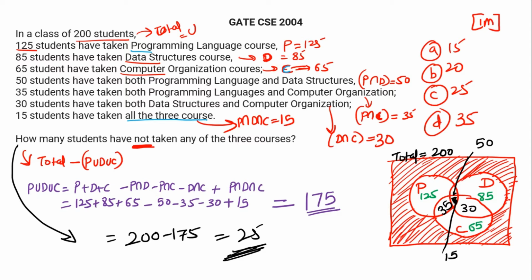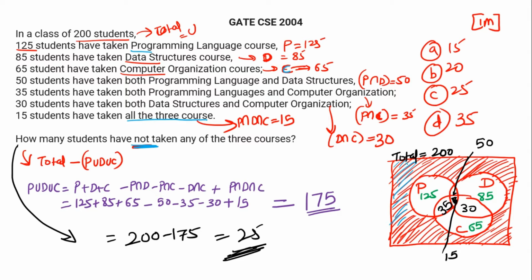Now this is the data we have collected from our question. We have to find how many students have not taken any of the 3 courses. The choices are 15, 20, 25 and 35. Now here, this is a Venn diagram and we have to find this portion. This portion is how many students have not taken any of these courses, programming language, data structure or computer organization. This is what we have to find.